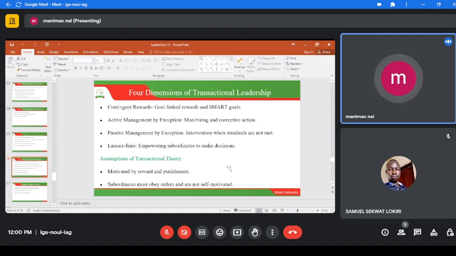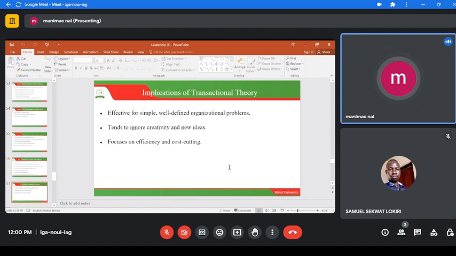The assumption of this theory is that people are motivated by reward and punishment. If people keep on doing bad behaviors, punishment has to be applied, and rewards have to be given too. These two ways of motivation will at least help people to successfully accomplish the goals of the organization. Number two, subordinates must obey orders or rules, and they are not self-motivated. Further still, what could be the implication of this theory?